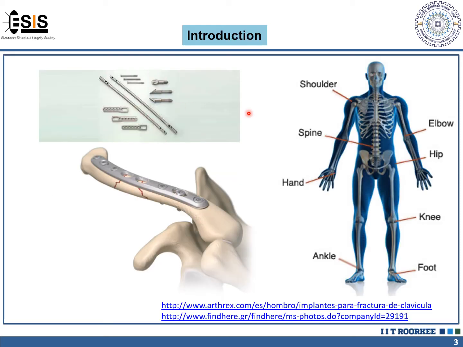Based on the anatomical location and the geometry of the bone, different types of fracture fixing accessories are used to fix the fractures of the bone. Here you can see the different types of fracture fixing accessories like nails, plates and screws used to fix the bone. This is the schematic representation of the fractured bone and the method of how it is fixed with the help of screws and plates.